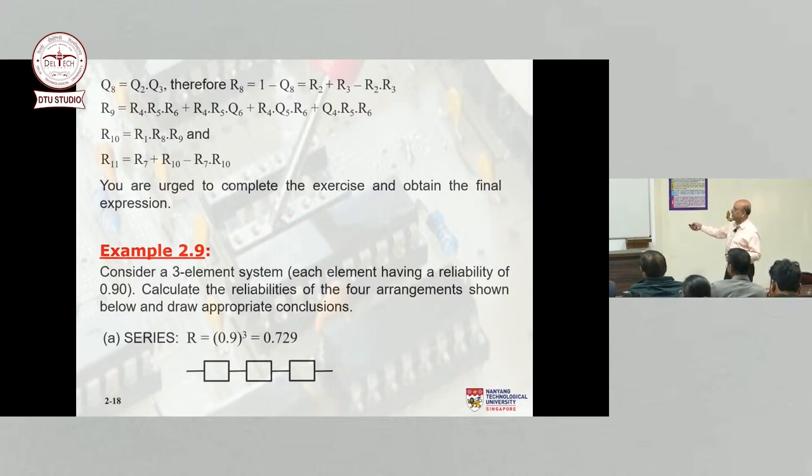So series, we all know by now, series is R1 times R2 times R3, and each element is the same. So the reliability is the same at least. We don't care if the elements are not the same, but the reliabilities are the same. So 0.9 cubed, right? So that's 0.729.